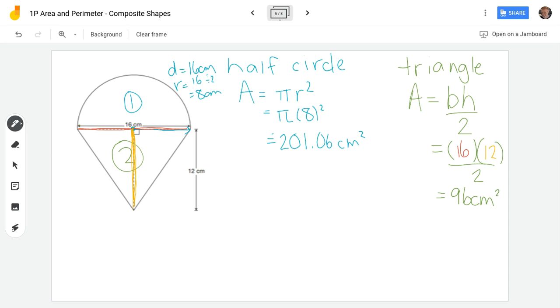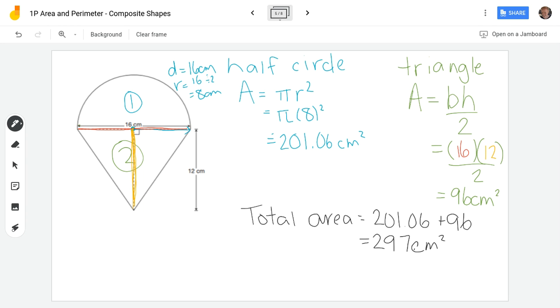So the total area is 201.06 plus 96. And then I'm going to just round the final answer to 297 centimeters squared. It's 297.06, but I'm not too worried about the decimals at this point.